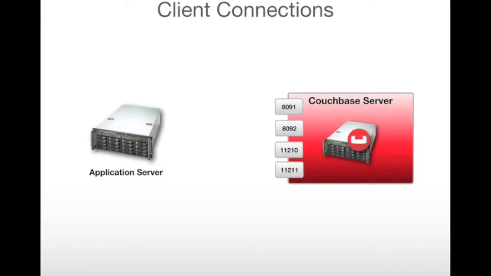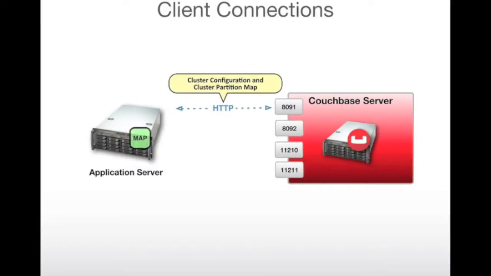So let's talk about making a connection to Couchbase. All our SDKs work in a similar fashion. The application server first makes an HTTP request to port 8091 to retrieve the cluster configuration and the cluster partition map. This map, as we talked about in Couchbase 101, contains all the information about the Couchbase cluster, which partitions live on which nodes within your cluster.